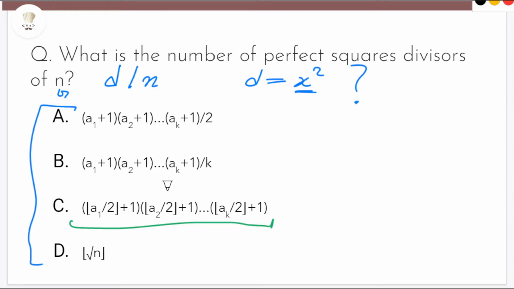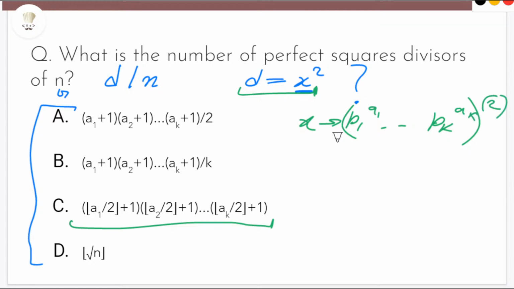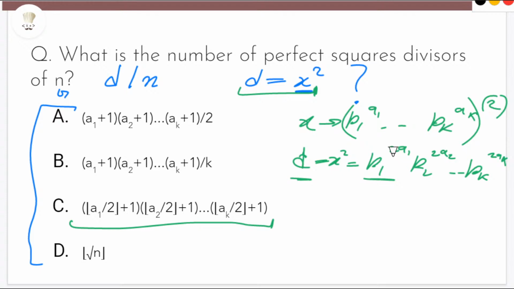in a perfect square, you'll notice, this is an expression of a perfect square. D is equal to x square. Let's take x is equal to p1 to the power a1 up until pk to the power ak. If this is our x, and we are squaring it to get d, what will happen is we just multiply this 2 with everything. So d, which is x square, would be p1 to the power 2a1, p2 to the power 2a2, and so on, pk to the power 2ak, basically saying that every prime in d would have an even power. Every prime in d has an even power, and if every prime in d has an even power, then d is a perfect square.